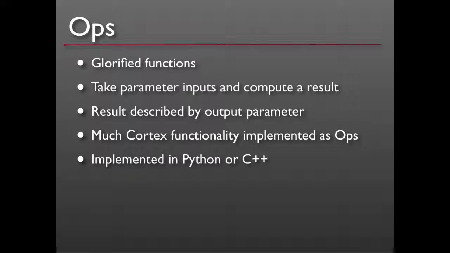So having these inputs, we need some kind of process to actually input them into. The first of these is ops, which really are just glorified functions. They use parameters to define their inputs, and then when you want the output, you can ask for it, and it'll get filled into this output parameter. A huge part of Cortex is all implemented in these ops. You can implement them in Python or C++, and it doesn't matter which one you choose, you can still use the Python ops from C++ and vice versa.